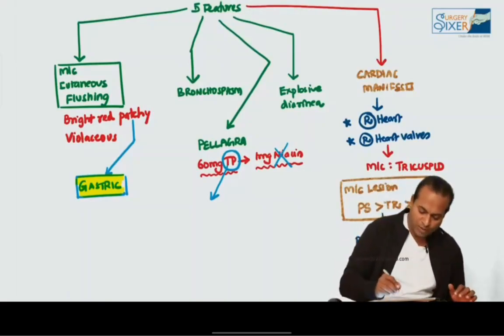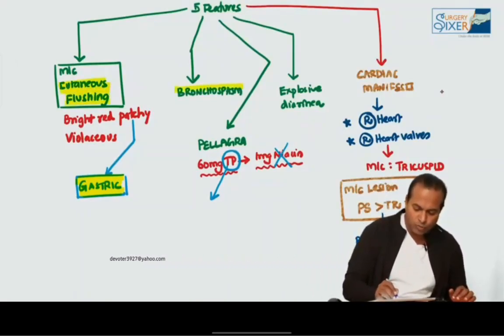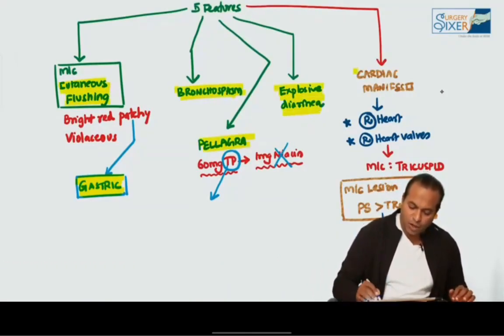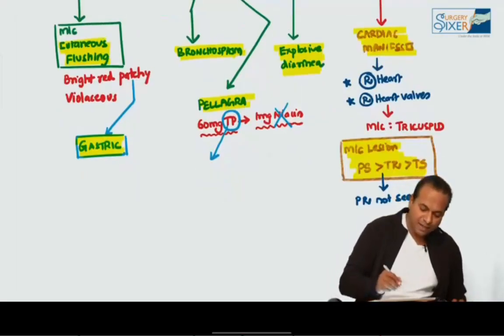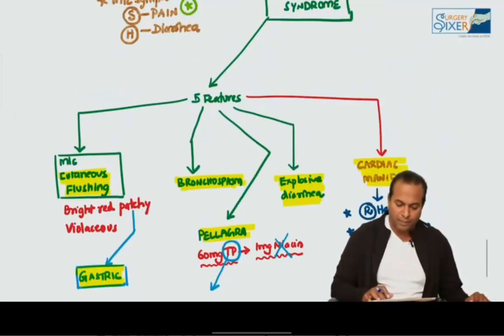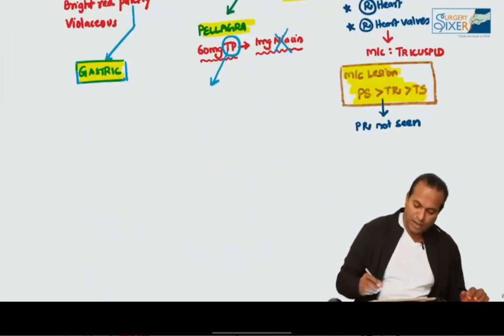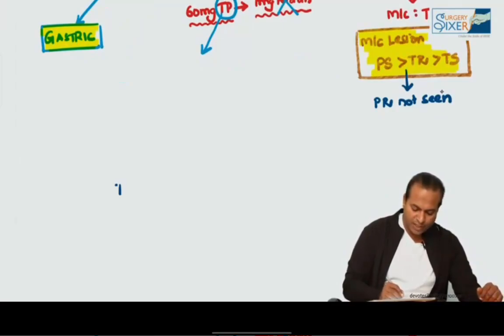Carcinoid syndrome is characterized by cutaneous flushing, most commonly bronchospasm, pellagra, explosive diarrhea, and cardiac manifestations. The most common lesions in cardiac manifestation are pulmonary stenosis, tricuspid regurgitation, and tricuspid stenosis. These are the points you should not forget in carcinoid syndrome. Now let us go to the investigations.